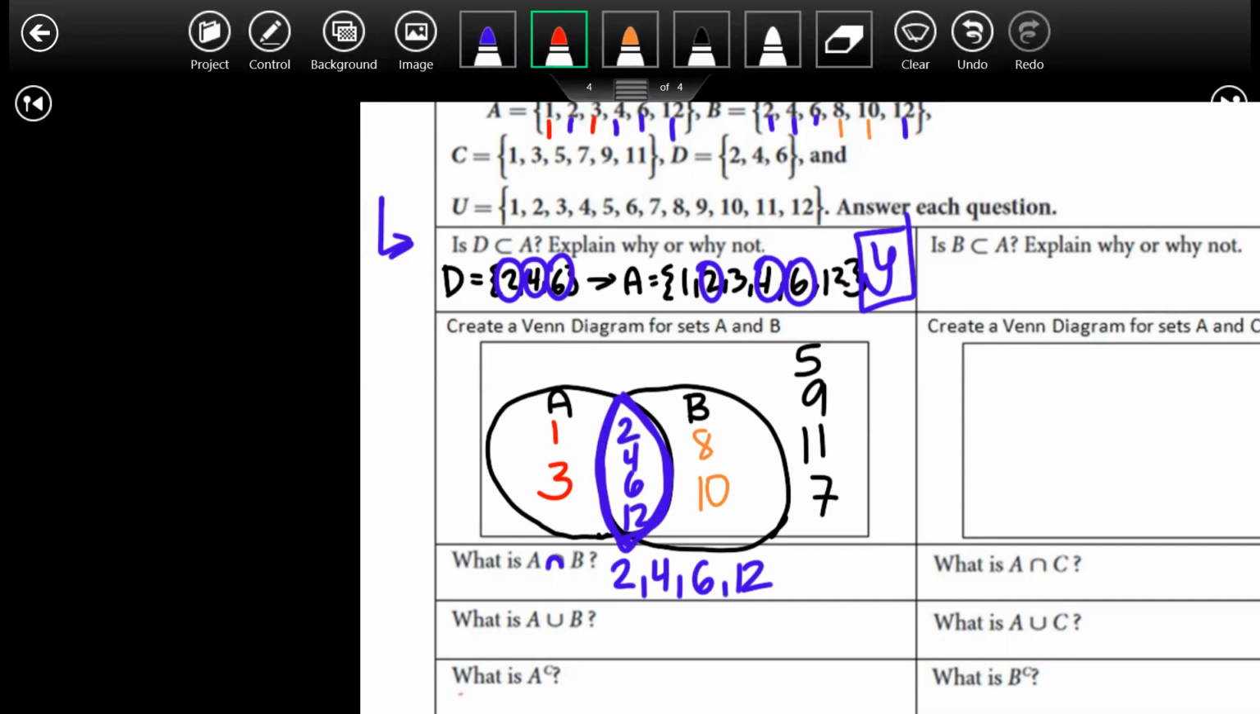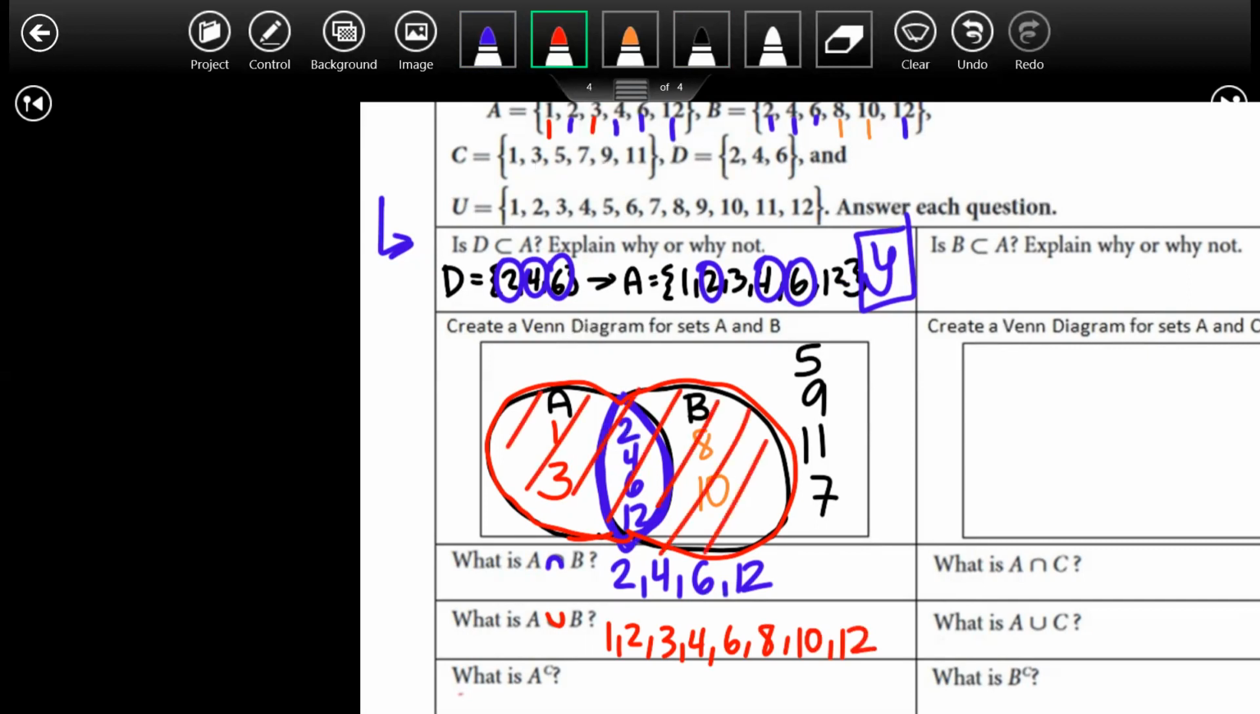Okay. Union, what is in A or B? We're looking at everything inside of our circles. So what numbers are inside both of our circles? 1, 2, 3, 4, 6, 8, 10, and 12. Everything that's on the inside of this constitutes being in our circle.